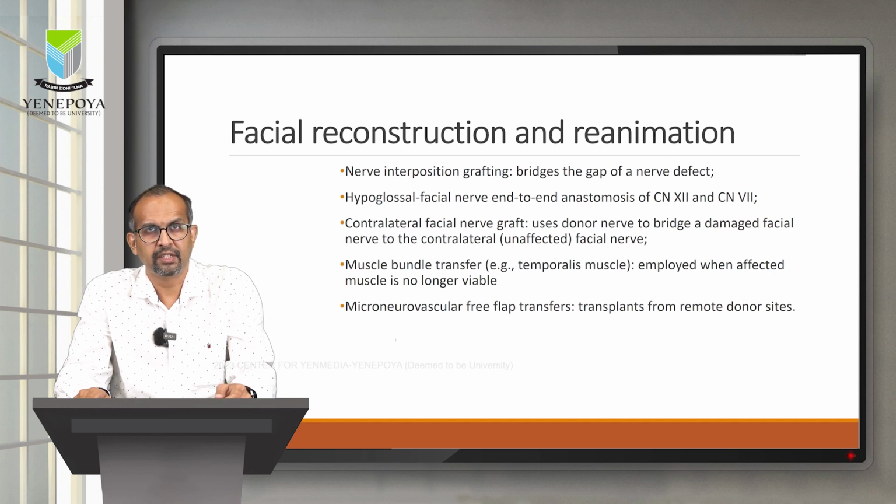Muscle bundle can be transferred. For example, the temporalis muscle can be tunneled and transferred to the normal side from the affected side. In the affected side, if muscles are no longer visible, you can use that. Microneurovascular free flap transfers are also tried. Transplants from remote donor sites, you can transplant with microneurovascular anastomosis and the normal function of the face can be re-established.